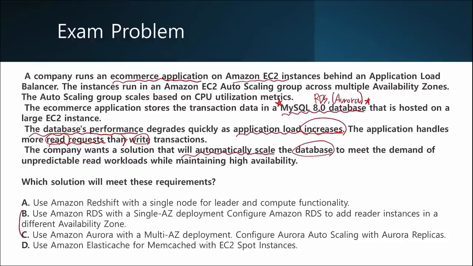Then you can choose between B and C. We need to ensure high availability, but in the case of B, it is single AZ, so that's not the answer. Let's read option C. It follows the Amazon Aurora multi-AZ deployment approach and adds the option to autoscale Aurora replicas. So the correct answer is C.